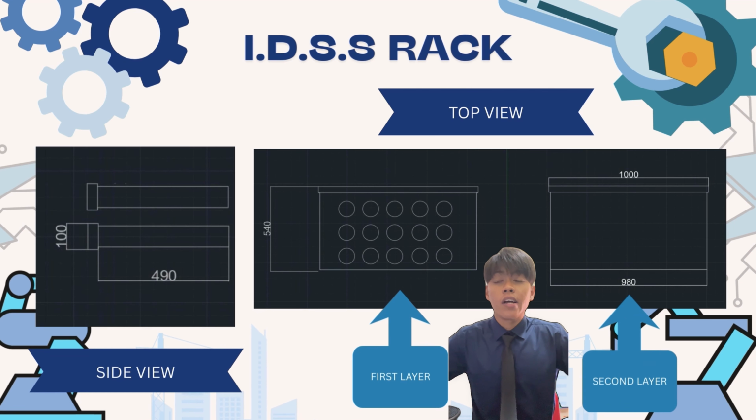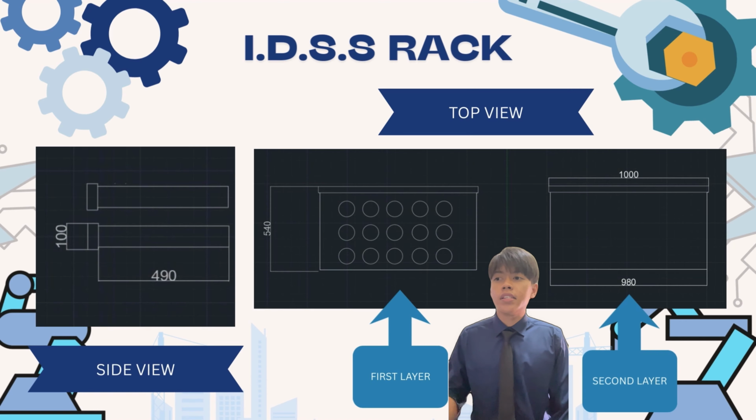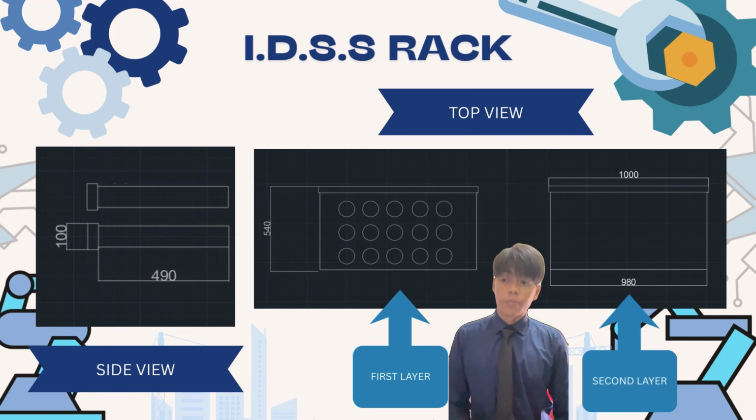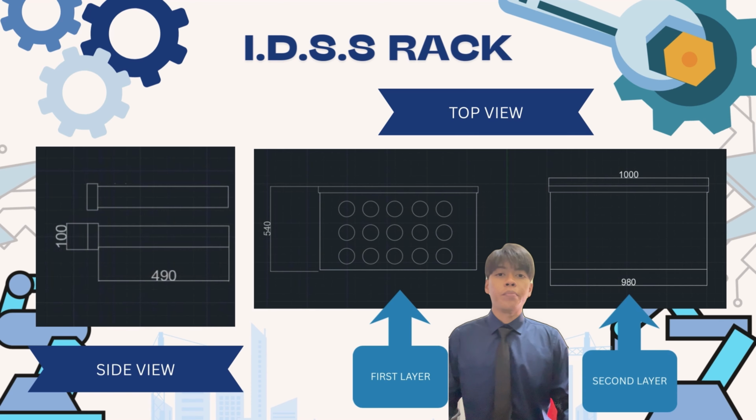Okay, for the last part, I'll be showing the isometric view for the IDSS rug. This is the side view of the rug. We'll be using 419 millimeter for the rod length, and we'll use 918 for the rug width. So that's all from me.